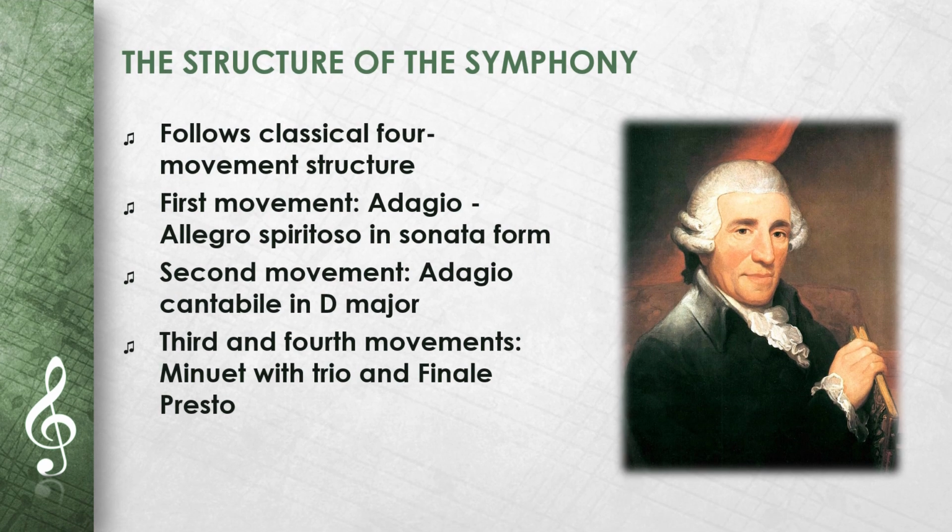The Oxford Symphony follows the classical 4-movement structure. The first movement is an adagio allegro spiritoso in sonata form, beginning with a slow introduction. The second movement is an adagio cantabile in D major. The third movement is a minuet with trio. The fourth movement, a finale presto, brings the work to a brilliant and energetic conclusion. Each movement has its own character, but together they form a perfectly balanced musical whole.